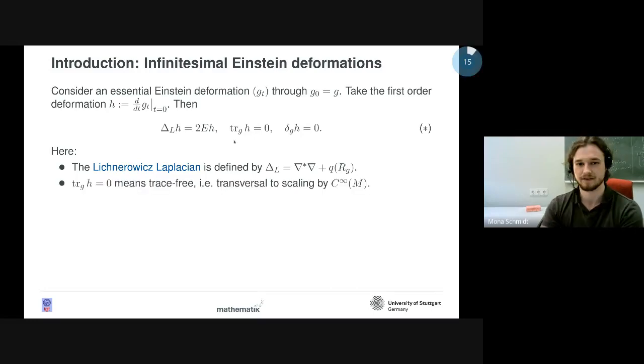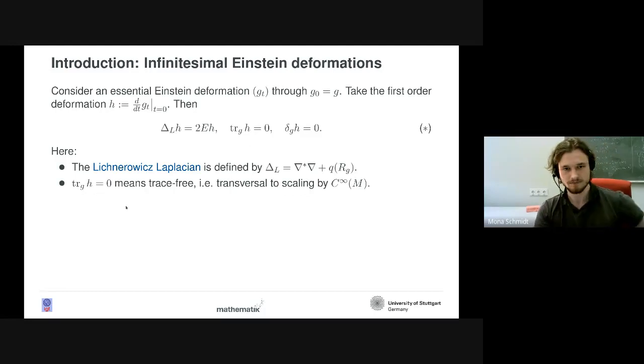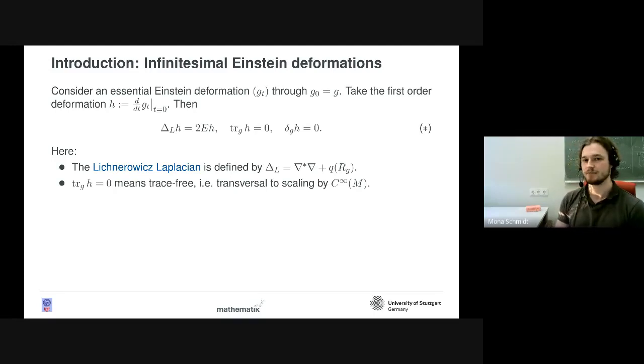The second condition means that the trace of h with respect to g vanishes. The first order deformation, the tensor h, is trace-free. That means we can think of it as transversal to scaling by functions. Originally, we only excluded scaling by constants. If we scale an Einstein metric with a non-constant function, then it ceases to be Einstein. So that makes sense here.